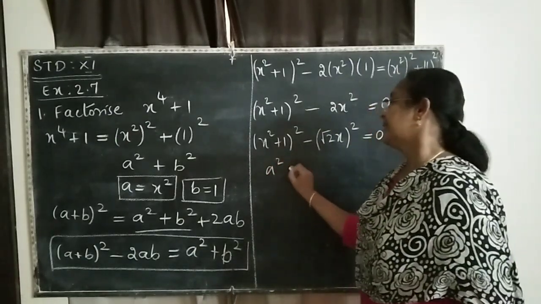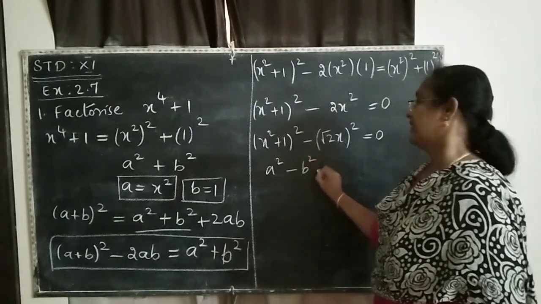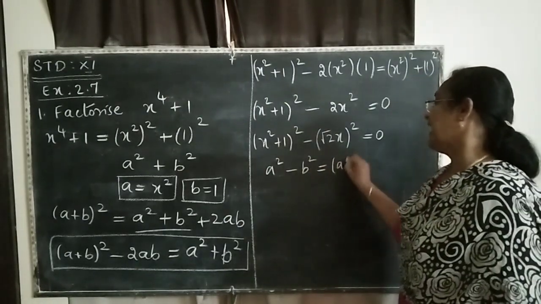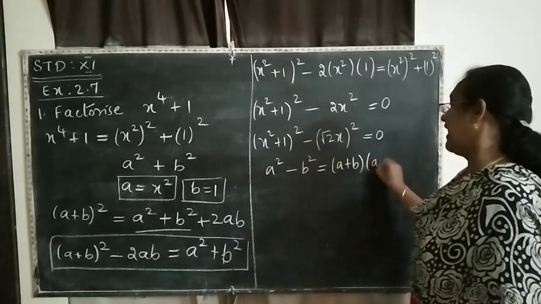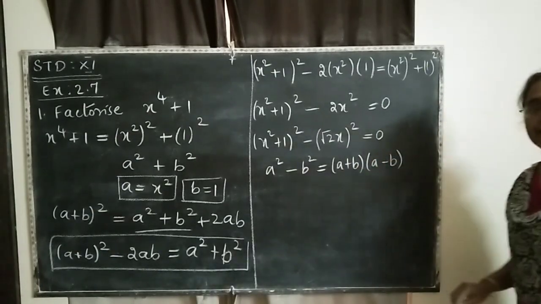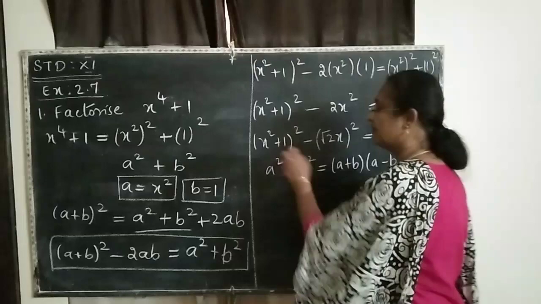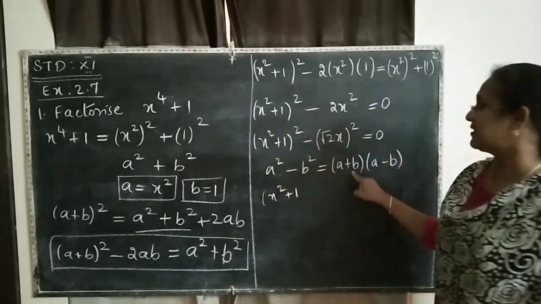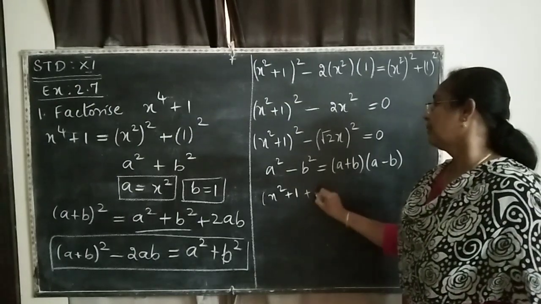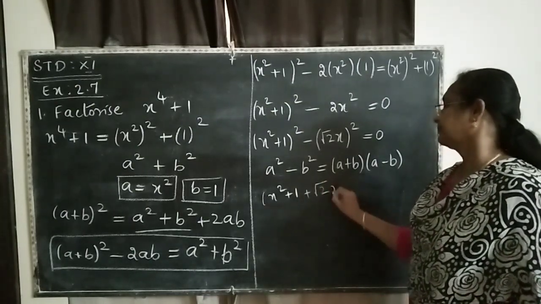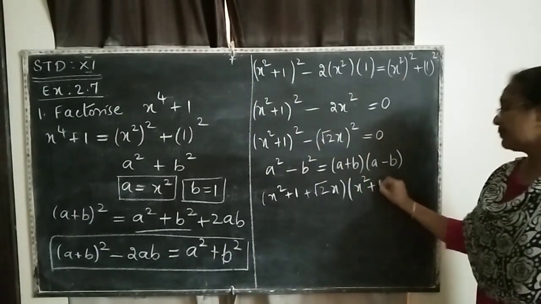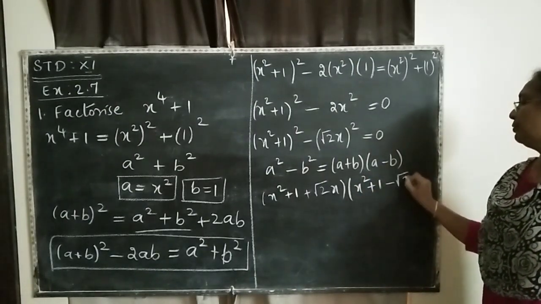a squared minus b squared வந்துருச்சு. So now what is the simplified form of this? It is a plus b into a minus b format la வந்துருச்சா? Now look into this. What is the value of a now? It is x squared plus 1 plus b எழுதணும் plus root 2x into x squared plus 1 minus root 2x.